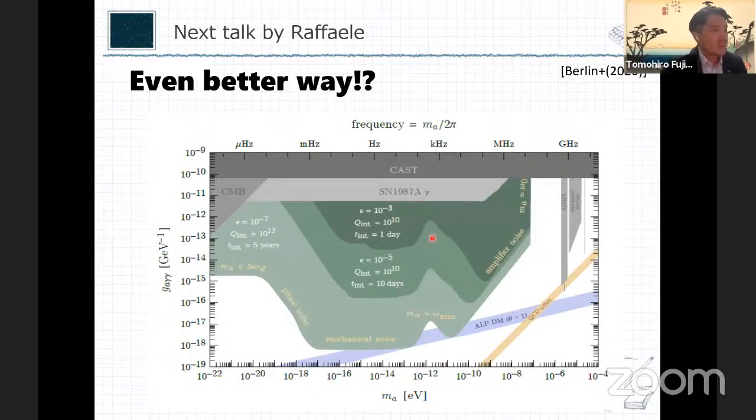And of course, there are more attractive proposals. For example, an even better way to detect Axion-like dark matter is proposed by these people. So let's look forward to hearing the next talk.